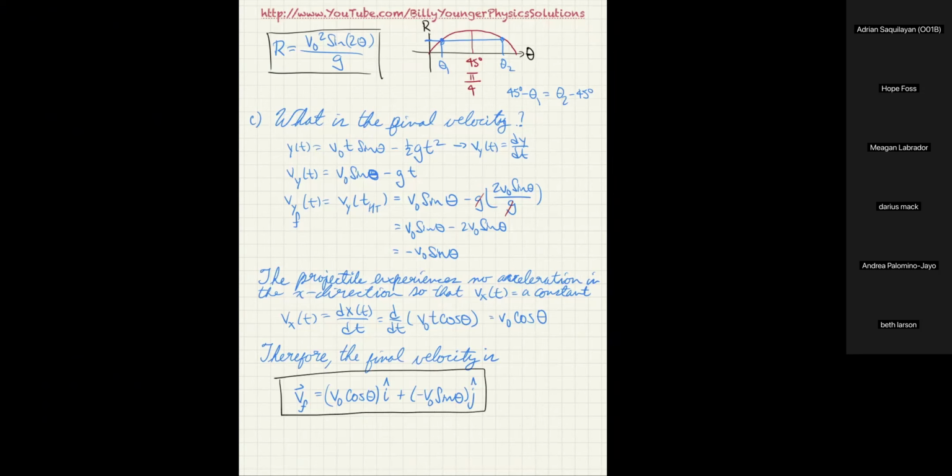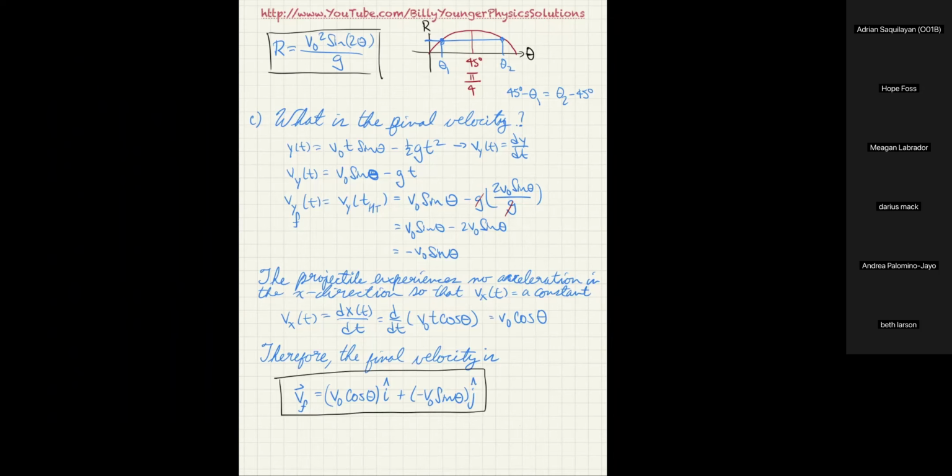Now, of course, you could do that even if the initial position and the final position weren't the same height. You would still do the same thing. You would set y of t equal to 0 and then solve for t, but you'd get something different than the normal hang time.